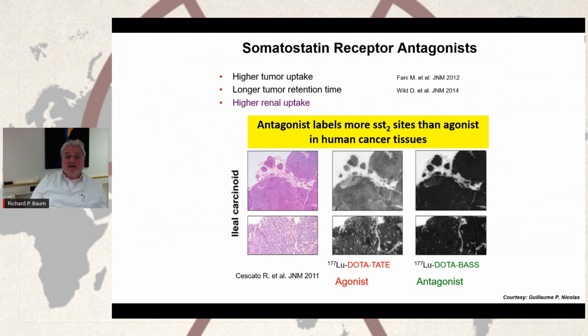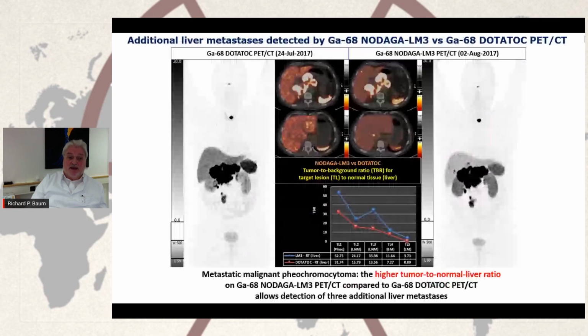The next topic is actually somatostatin receptor antagonists. And this was shown by the group from Bern, by Jean-Claude Reubi's group, that surprisingly, an antagonist labels more SST sites than an agonist in human cancer tissue, shown here for ileum carcinoid comparing DOTA-TATE, labeled with lutetium autoradiography, and DOTA-BASS, which is an antagonist. And we have been actually the first group in the world using the antagonist, and could show with JR11 and later on with NODAGA-LM3 that you can detect liver metastases much more efficiently because the background in the liver is less than with the agonist, as shown in this case.